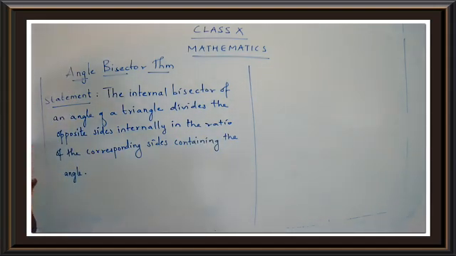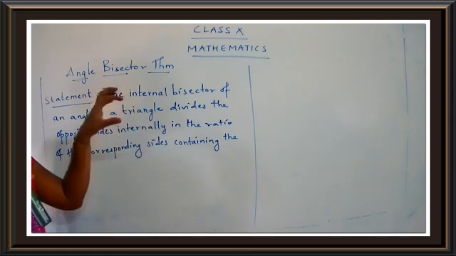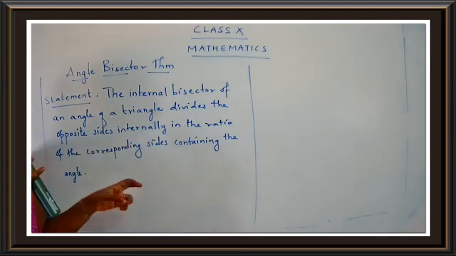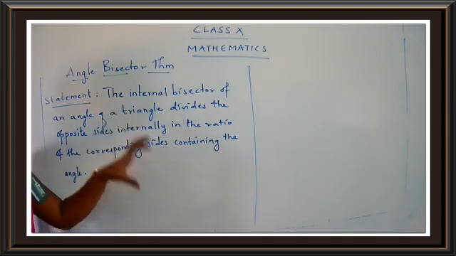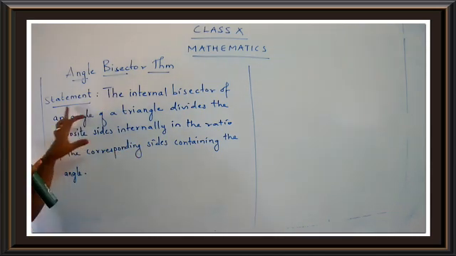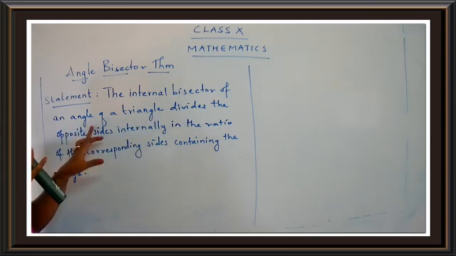So let's read the statement once again. What is the statement for angle bisector theorem? The statement is the internal bisector. I'll be explaining the statement with the help of a figure. If you see the figure, you will come to know how the statement is applicable. Okay children? So first of all, let's write down what the statement given to you is: the internal bisector of an angle of a triangle.